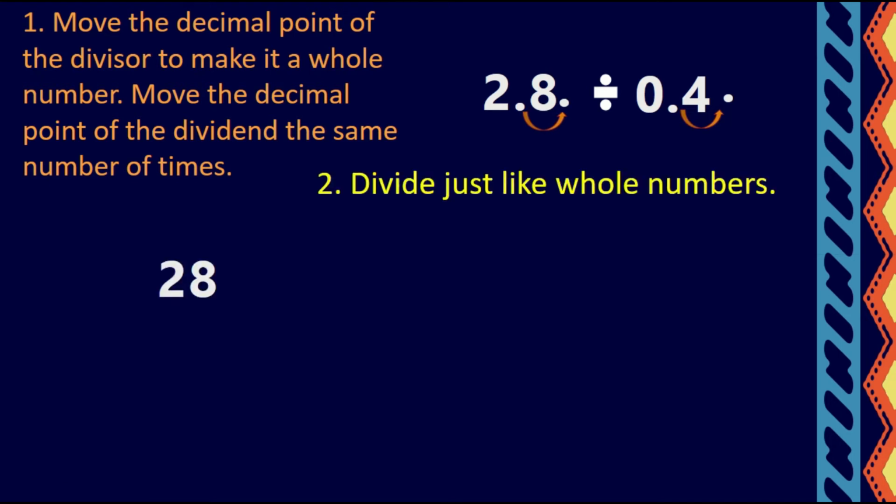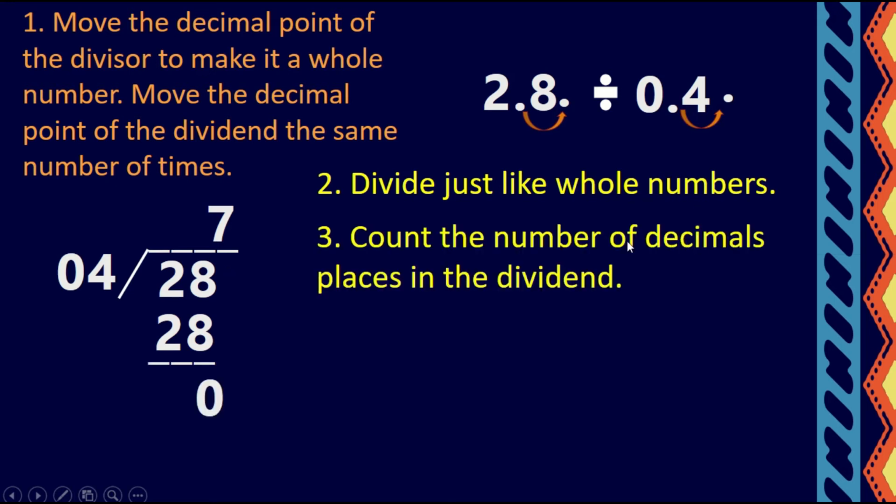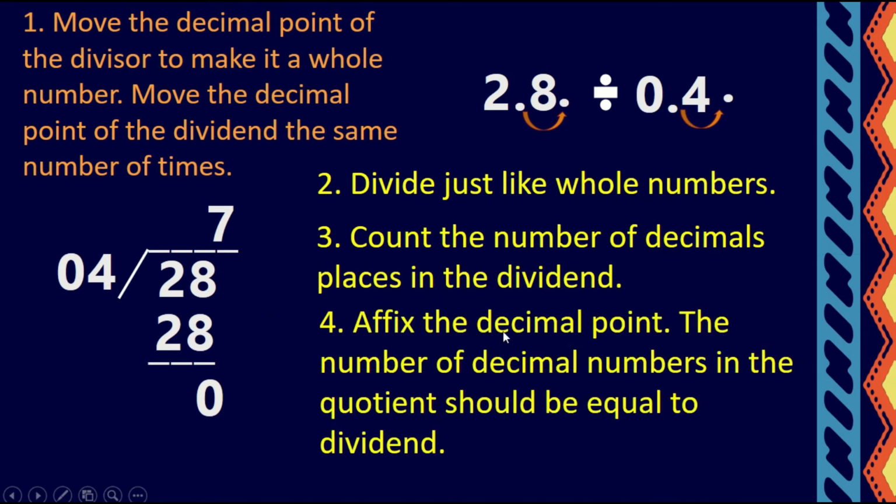So we will have now 28 divided by 4. Just remember, this 0 has no value. So divide just like whole numbers. 28 divided by 4, we have 7. 7 times 4, we have 28. 28 minus 28 is 0. Now count the number of decimal places in the dividend. Do we have decimal places here? We don't. So we cannot affix the decimal point in the quotient since there are no decimal places in the dividend. So there should be no decimal places in the quotient. So the answer is 7.